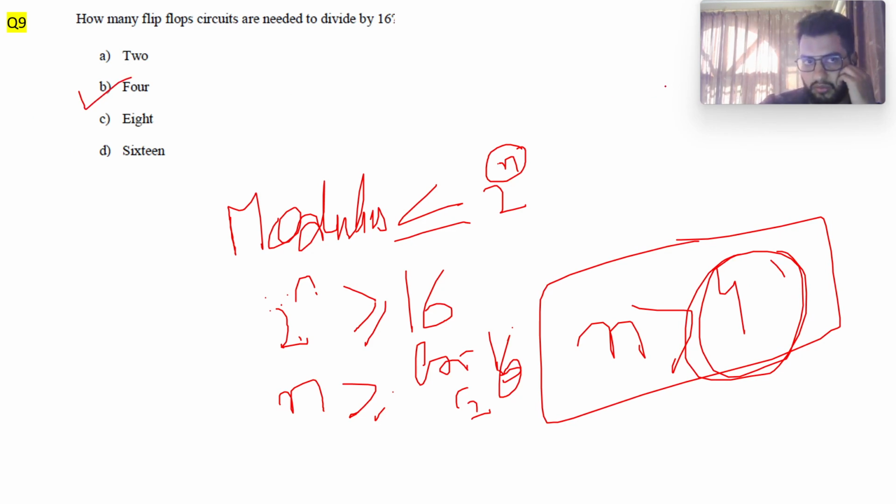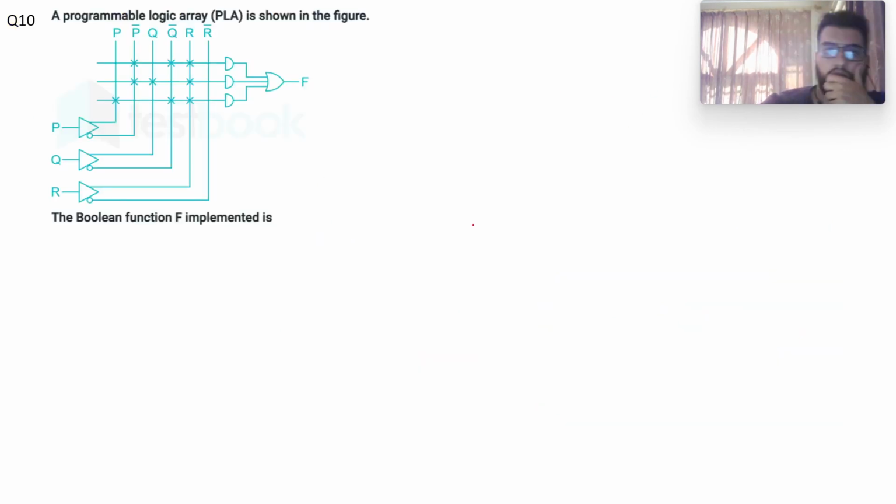Now towards question number 10 of today's live session, it states that a programmable logic array, shown in the figure, we have to write the Boolean function f implemented by this PLA.